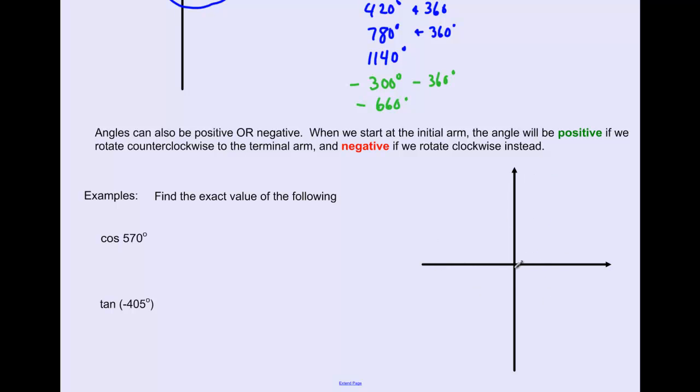I want to be able to draw this on my xy plane. So I'll start at my initial arm here, and I'll draw an angle 570 degrees around. I know 570 is at least 360 degrees. And then I keep going, so 360 plus 90 is 450, and then plus another 90 is 540. And so I need to go an extra 30 degrees to get to my terminal arm. So let's draw on my terminal arm here. All of this added up is 570 degrees total.